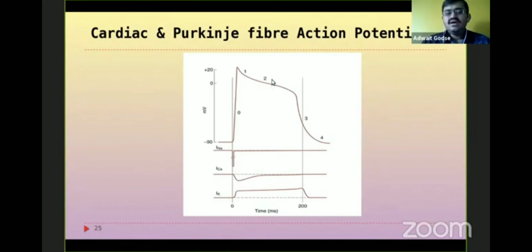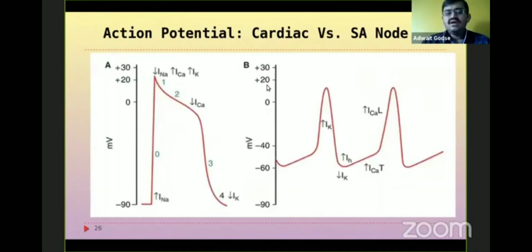Out of that, almost 100 to 150 milliseconds is the refractory period. So it has a very long refractory period, and that is why it has the property of non-tetanizability. This phase 2 is a peculiar feature of the cardiac or Purkinje fiber action potential, and this is called the plateau phase, and it is because of simultaneous opening of calcium and potassium channels. This is another topic which is usually asked.